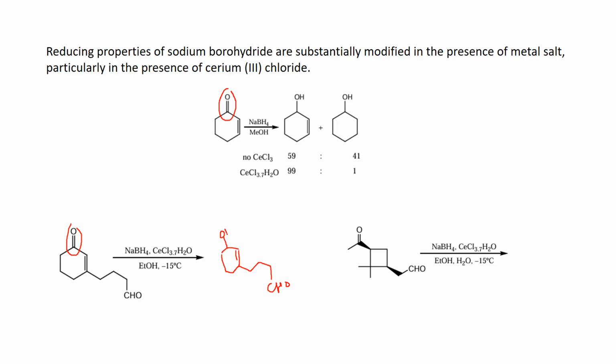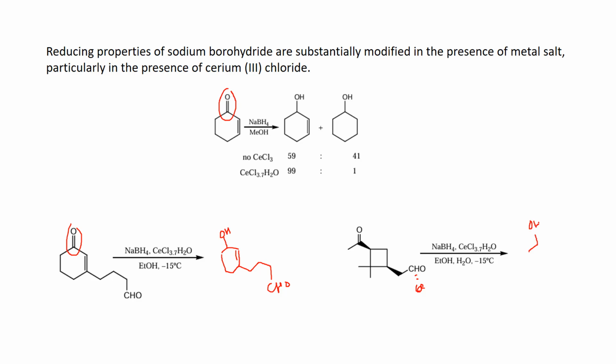We will get this as our product. Similarly, in this case, there is a ketone and an aldehyde center. So which one is more electrophilic? Obviously the aldehyde one. So the aldehyde one will chelate to the cerium chloride. Because of this chelation, the NaBH4 will react with this second reactive group, that is ketone, and will give alcohol from the system.